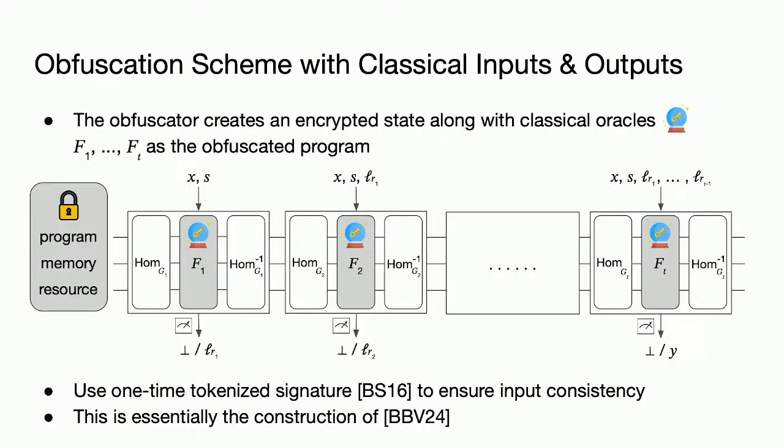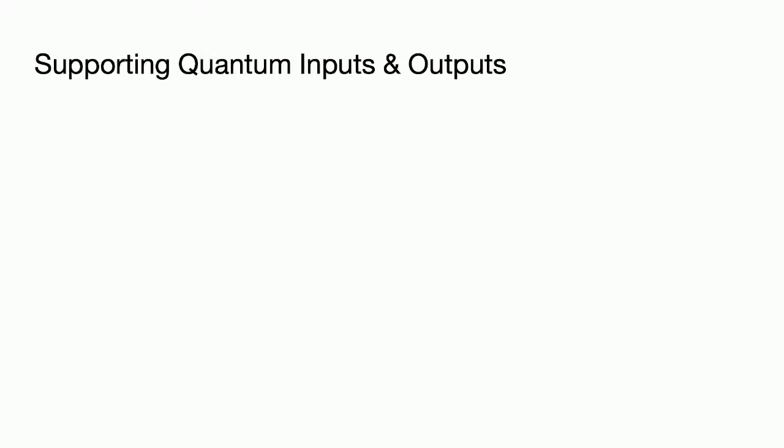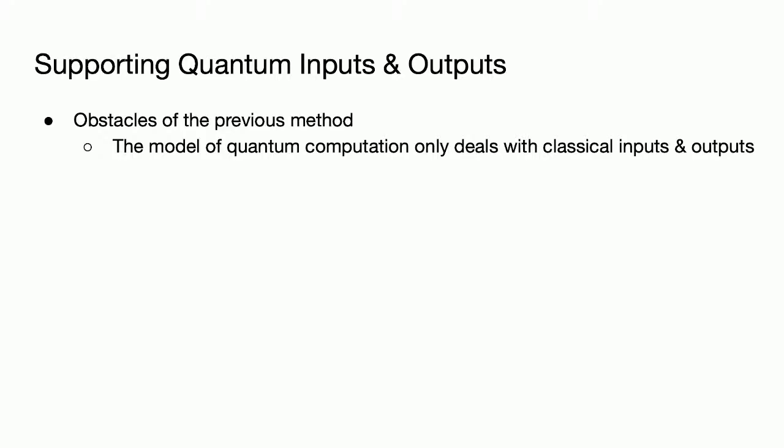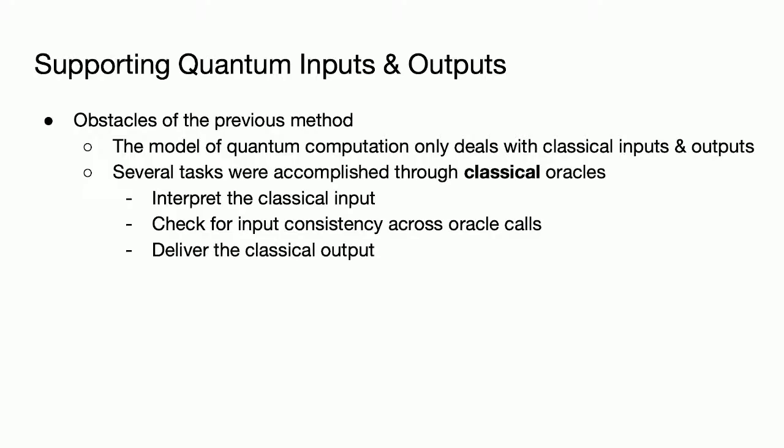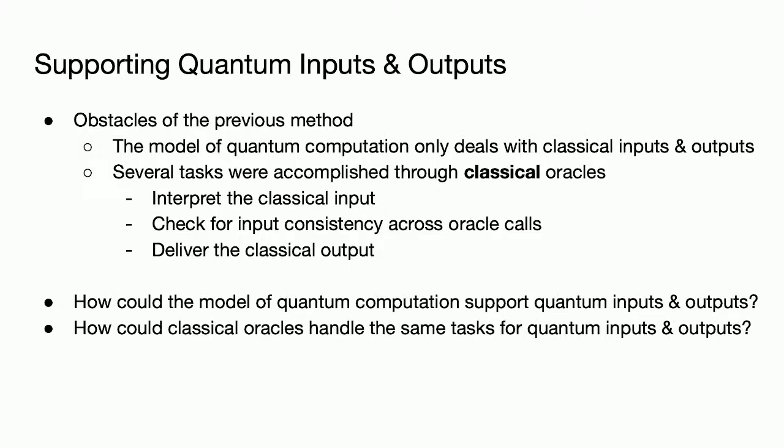And we want to see how to handle quantum inputs and outputs. So why can't we directly achieve quantum inputs and outputs? The main obstacle of the previous method is that first, the model of quantum computation only considers classical inputs and outputs. And moreover, we have been using the classical oracles to interpret the classical input, check for input consistency, and deliver the classical outputs. So there are two questions. First, how can the model of quantum computation support quantum inputs and outputs? And also, how can these classical oracles handle the same task for quantum inputs and outputs?